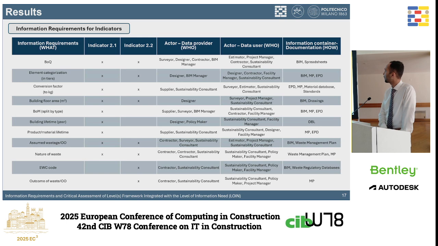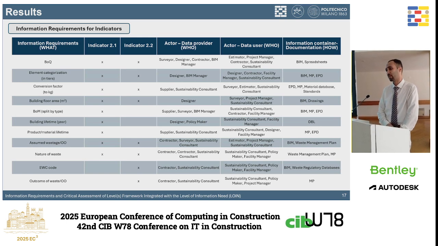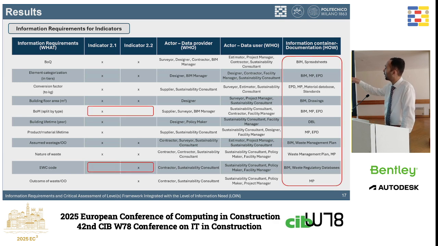So this is the list of information requirements. So this is the second part of the results. This table is available in the paper. I don't go too much in detail, just I want to highlight that as we can see here, for example, the bill of materials, European waste catalog, or some of the information requirements are not provided in both indicators, and also we see that the information requirements that we have are provided in different information containers.